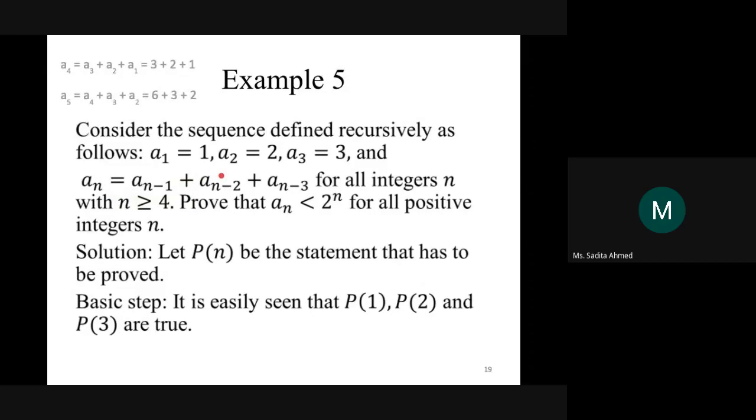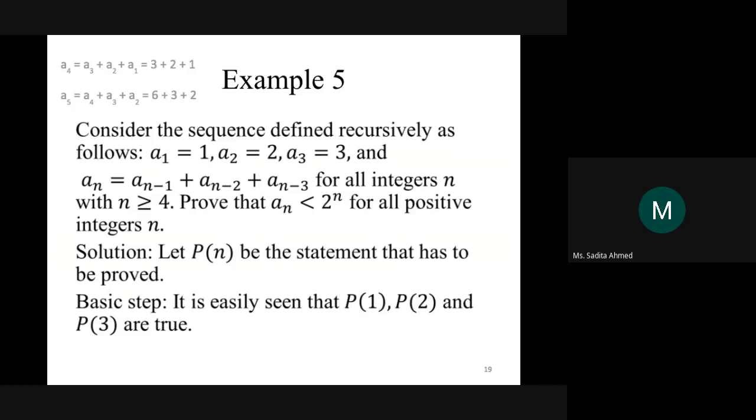We have to prove that for this sequence, this statement is true. That is an less than 2 to the power of n for all positive integers n. For all positive integers n, an in this sequence will be less than 2 to the power of n. Any number you pick from this sequence, the index of that number, 2 to the power of that index will always be greater than the number. The number will always be lesser than 2 to the power of that index. So an less than 2 to the power of n. We have to prove that for all positive integers. Okay, we'll use strong induction to do that.